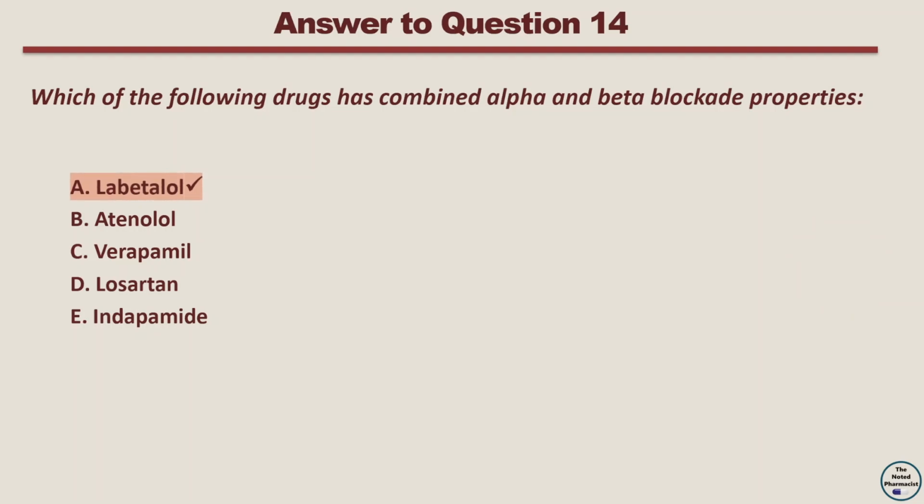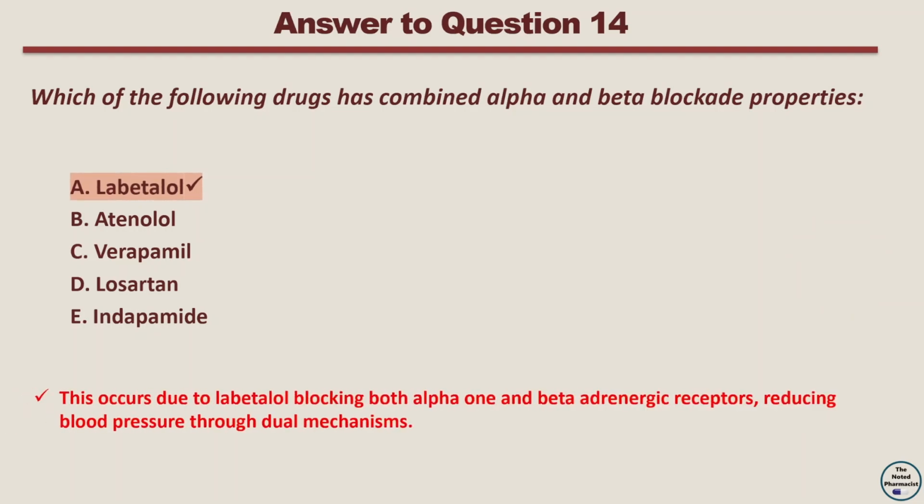The correct answer is option A, labetalol. This occurs due to labetalol blocking both alpha-1 and beta-adrenergic receptors, reducing blood pressure through dual mechanisms. All other options lack combined alpha and beta blocking activity.